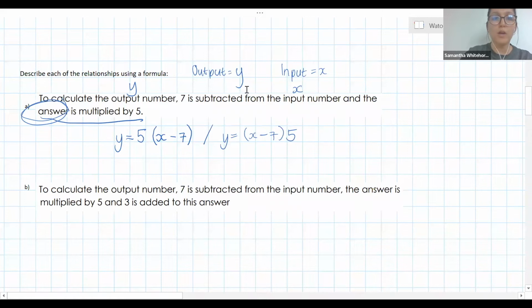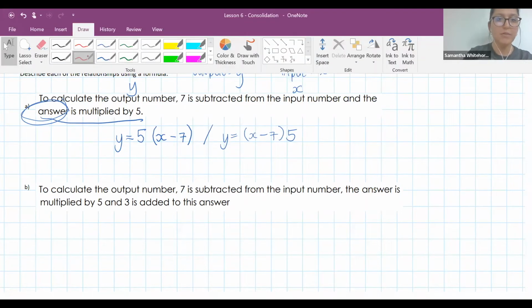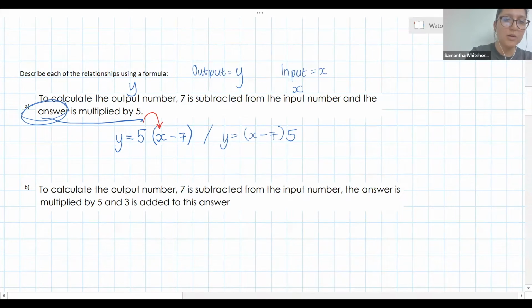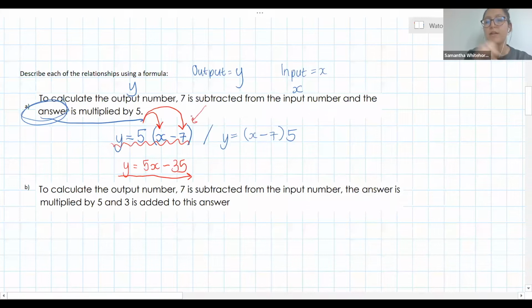You are also more than welcome to simplify this. When I say simplify, I'm saying you are more than welcome to distribute the 5 into the bracket to get Y is equal to 5 times X is 5X, and 5 times negative 7 is negative 35. Any of those forms are absolutely fine in order to describe this expression. Obviously, this first blue one is taking the words and directly putting it into an algebraic equation, but they all mean exactly the same thing. So whichever one you end up doing, it's correct.